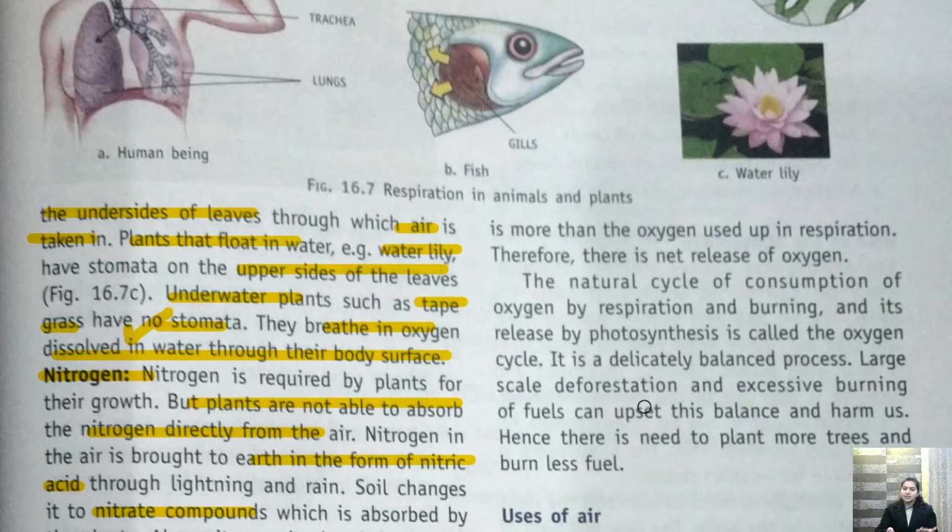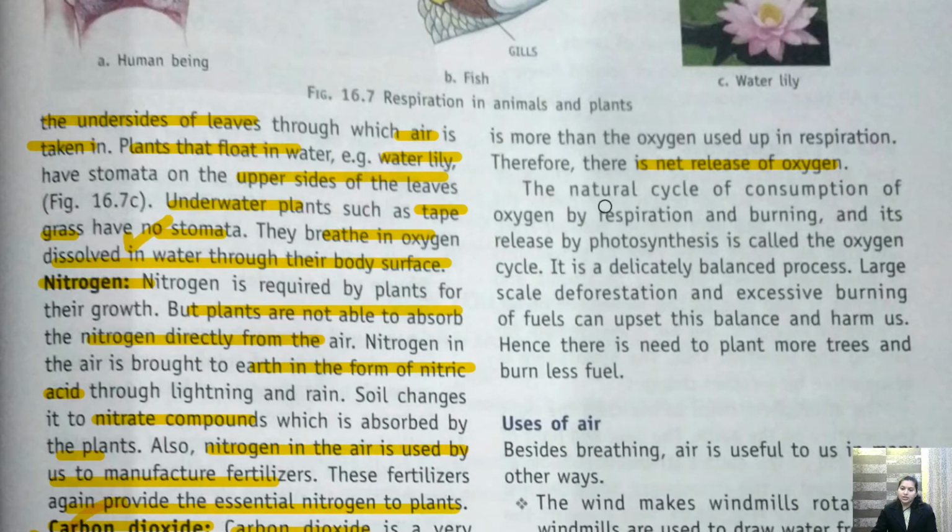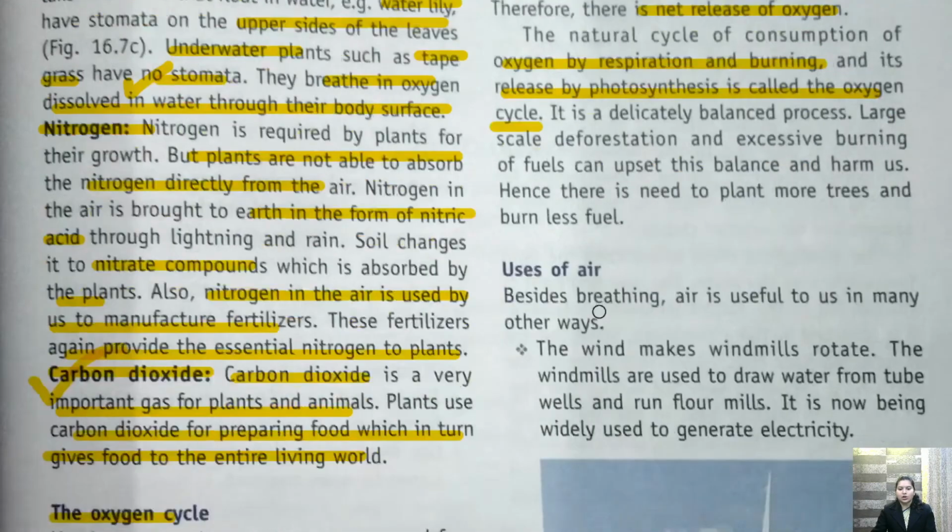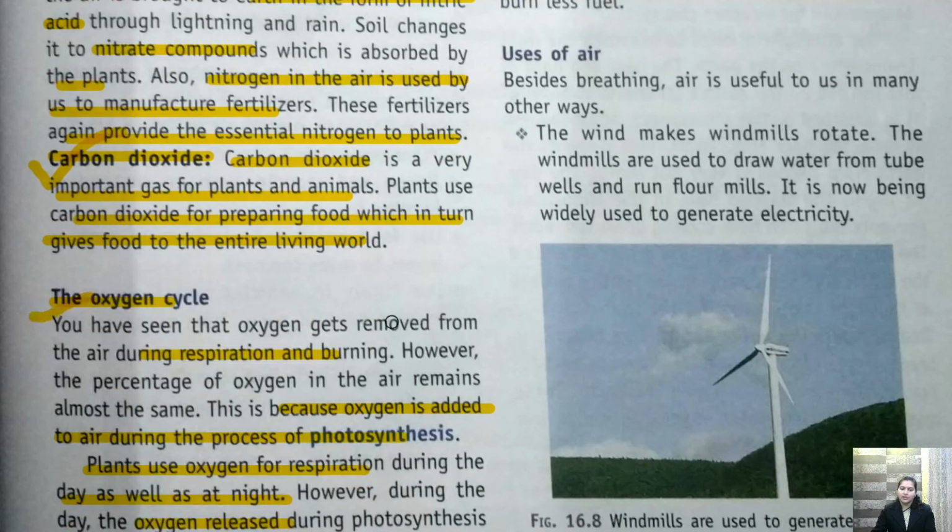Isn't it? In the same way, the oxygen taken during the day is less, but the oxygen given out by the process of photosynthesis is very large. So the net is that oxygen is released. Okay, so there is a net release of oxygen. So this natural cycle of consumption of oxygen by respiration and burning and its release by photosynthesis is called the oxygen cycle. Clear? So this is called the oxygen cycle and it is also very important.